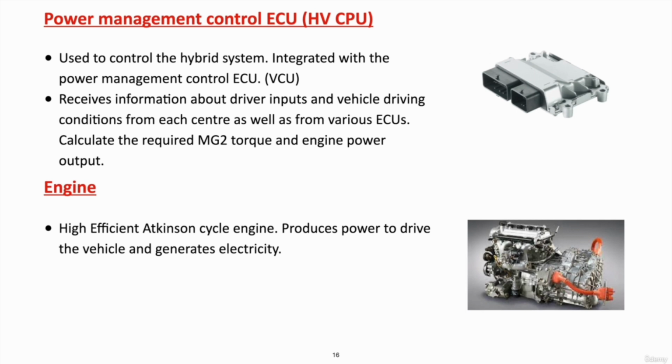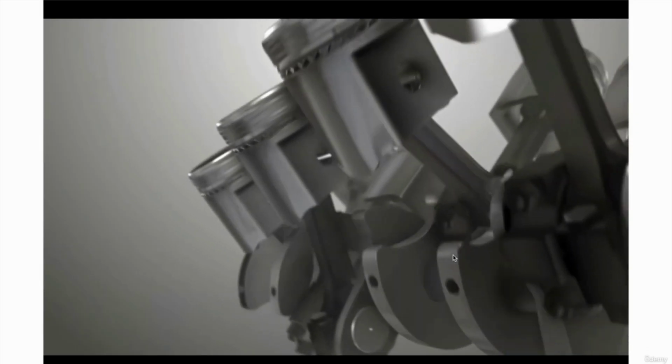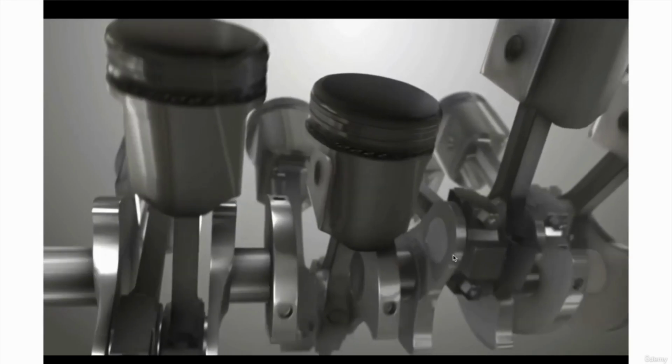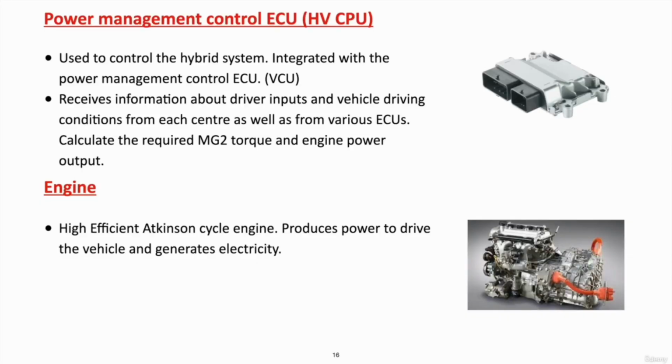Next we have your engine, that is your IC engine. This produces power to drive the vehicle and generate electricity. Your engine is basically the IC engine, which has your pistons, crankshaft and flywheel. The piston is used to convert linear motion into rotary motion, which is connected to the transmission, and then it is used to power the wheels.